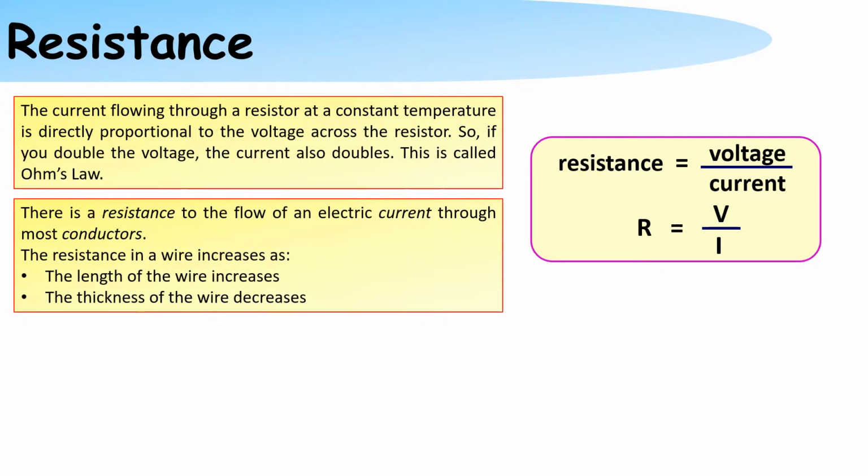There is a resistance to the flow of an electric current through most conductors. The resistance in a wire increases as the length of the wire increases and the thickness of the wire decreases.